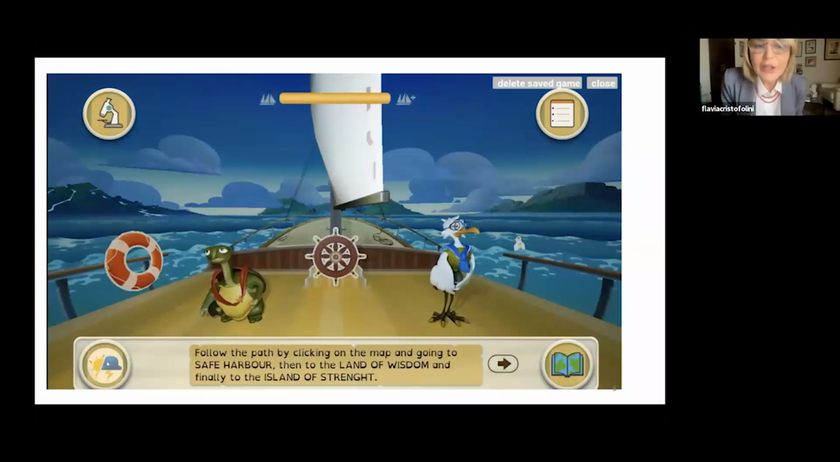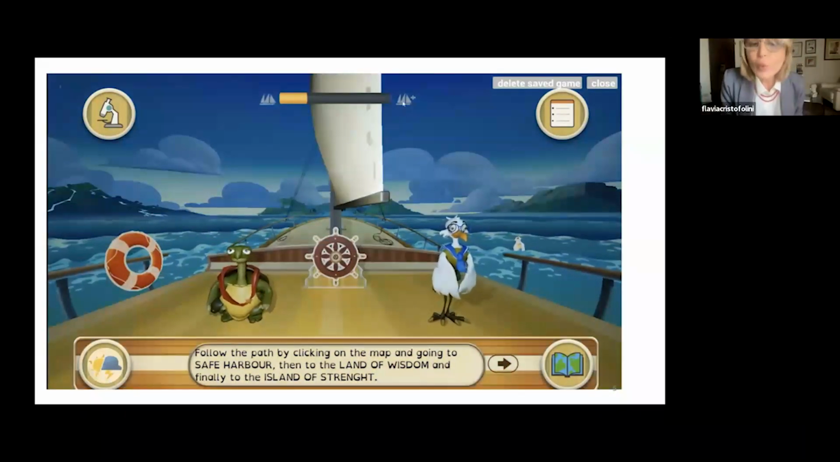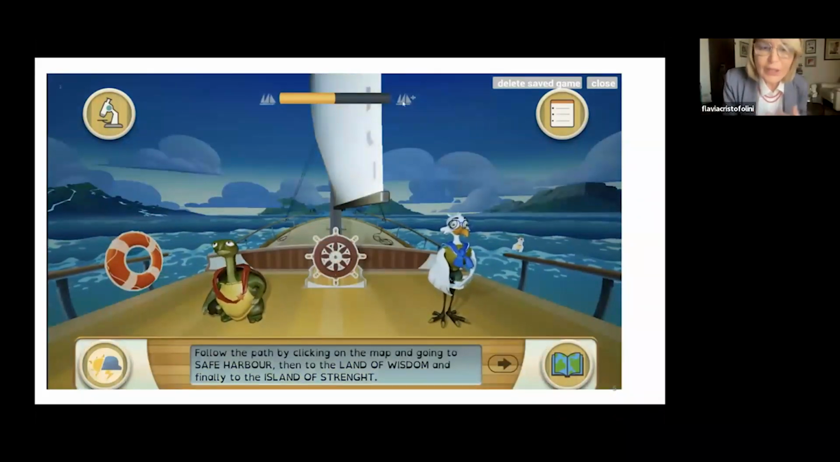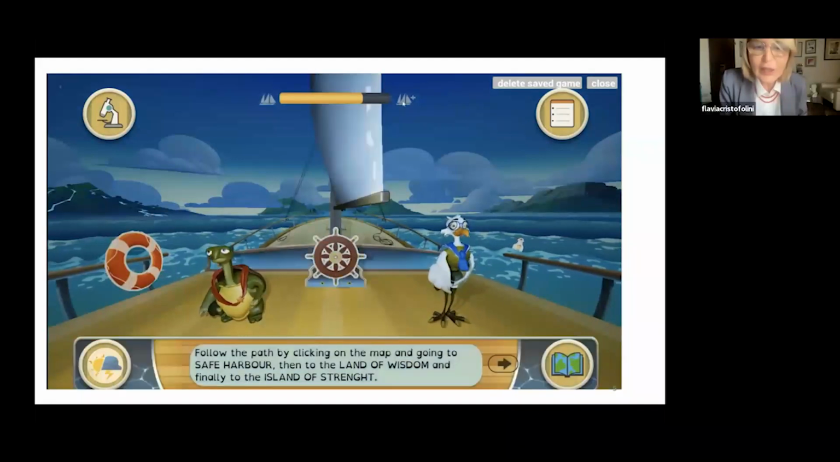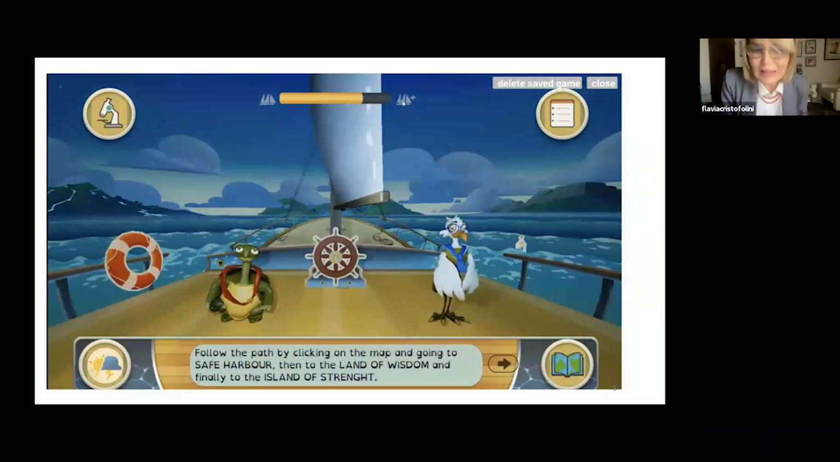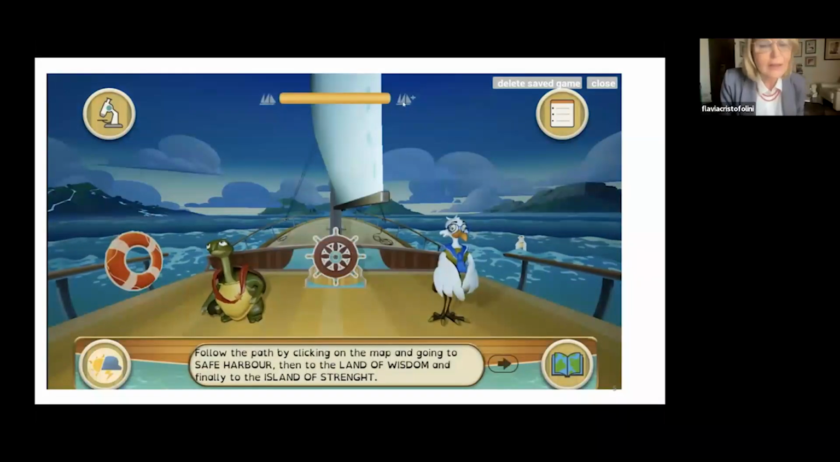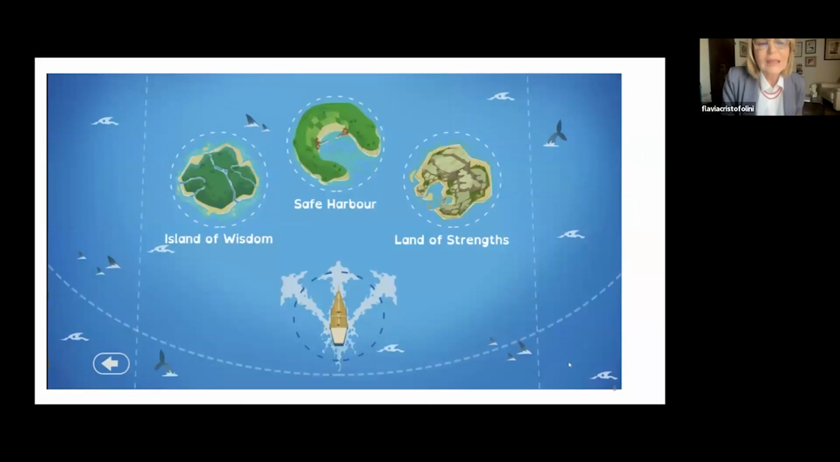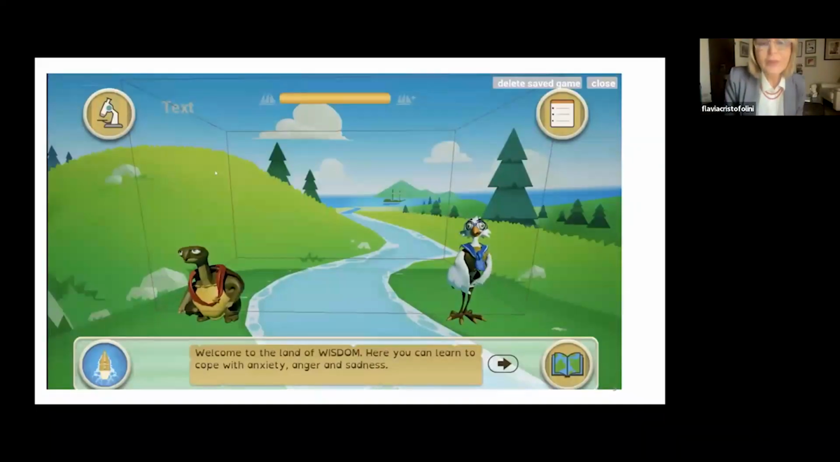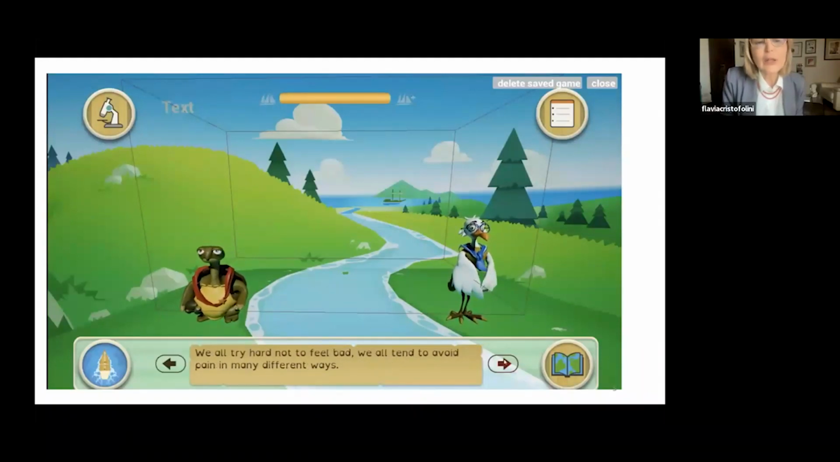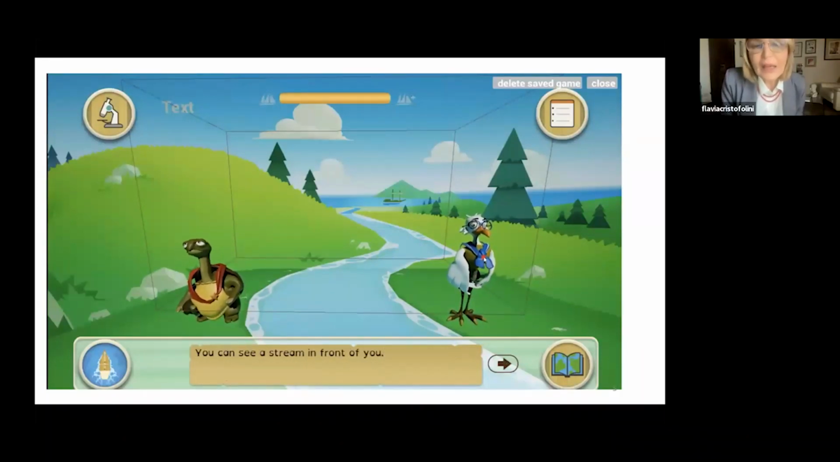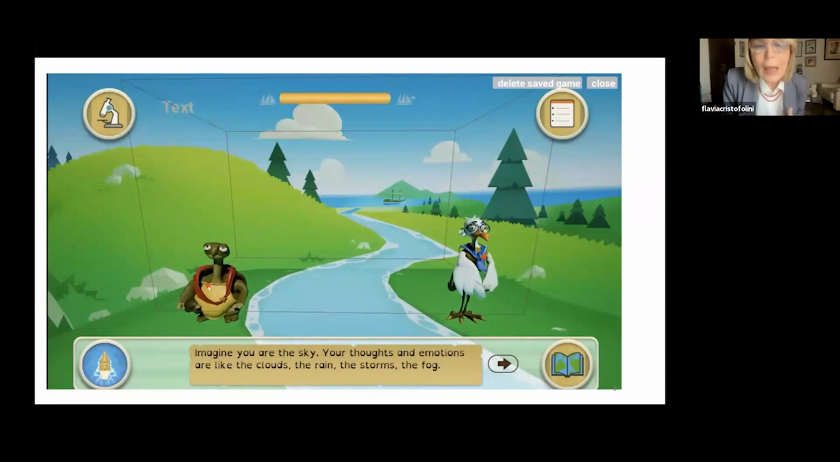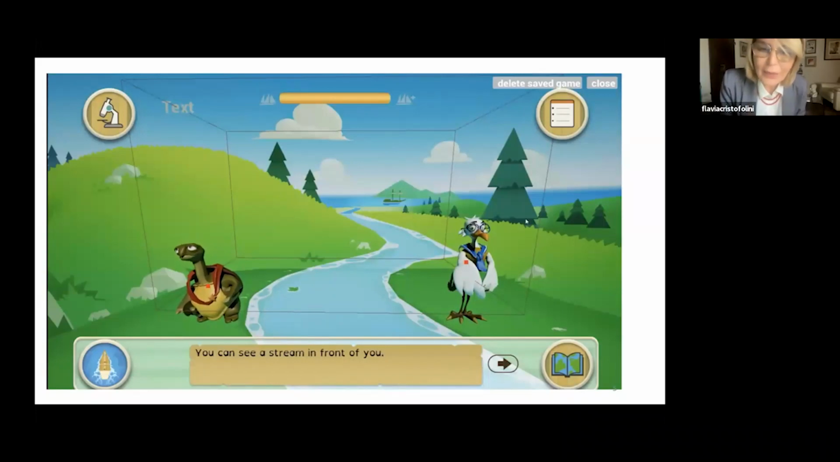A second destination is the land of wisdom. Here you can see the changes of the deck according to the rewards. Whenever the user completes a task, there will be changes in the landscape, in the ship, as rewards. The safe harbor is a different destination, where the user can learn to identify avoiding as a trap. So, the difficulty in accepting emotions.